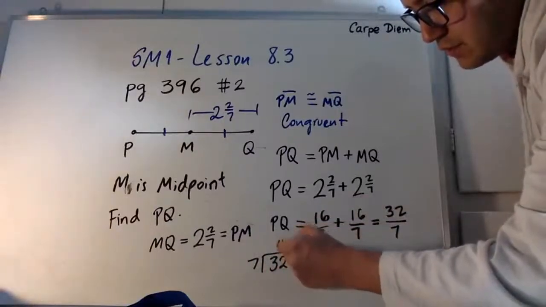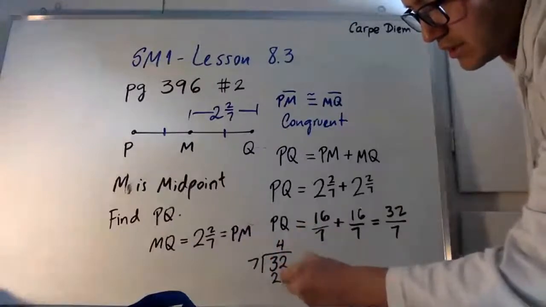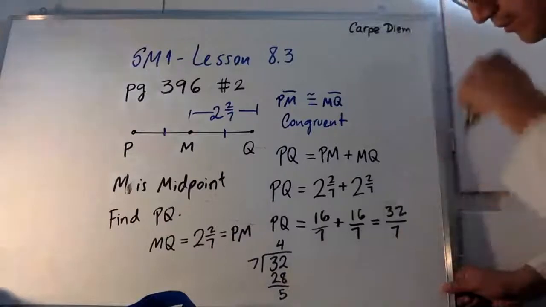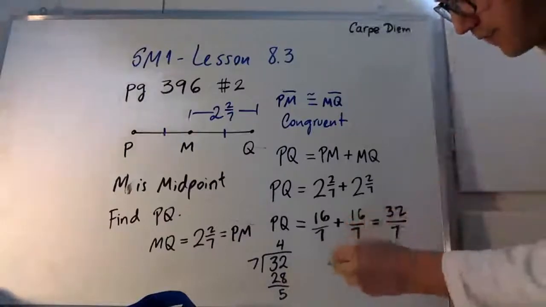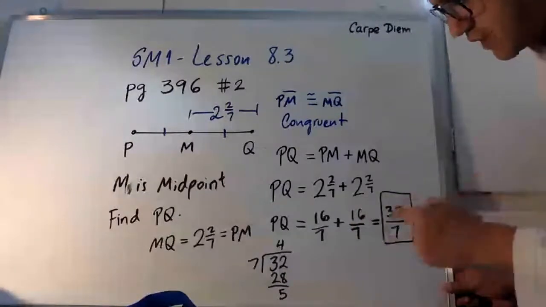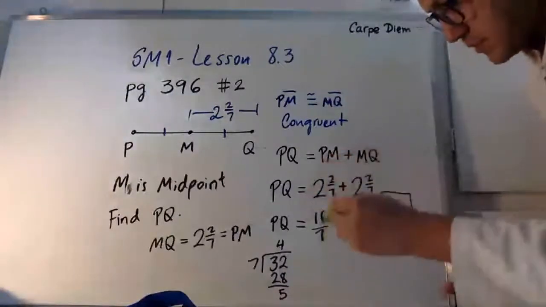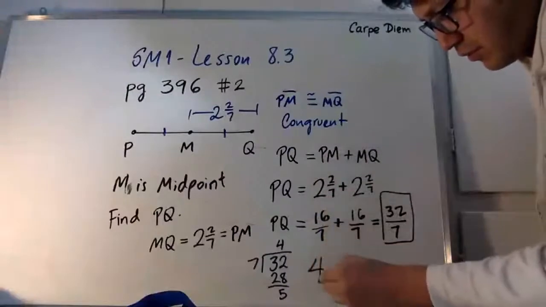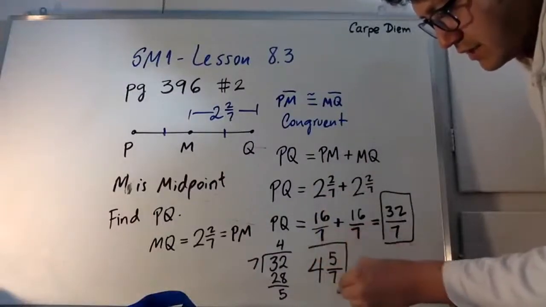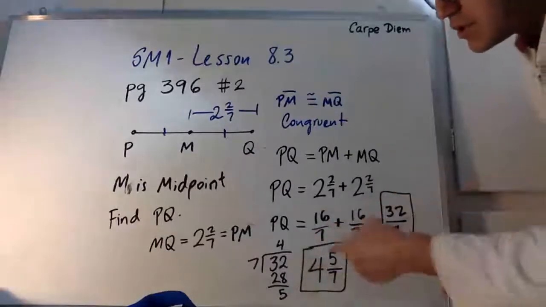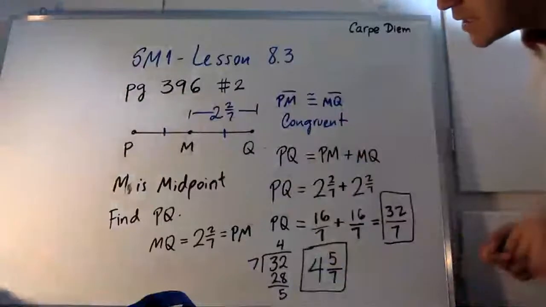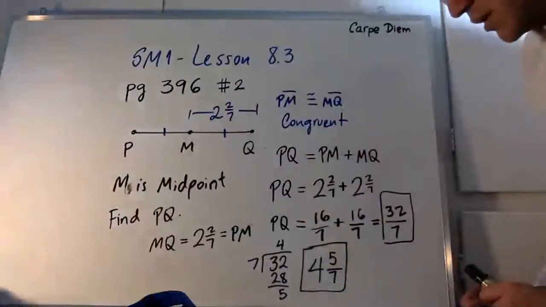So it's 4 times, it's 28 in here, and then this is 5 as the remainder. Okay. So this fraction in mixed form is going to be 4 5/7, and that's the answer. That's the measure of PQ. All right, I guess that's all. Am I right? Did I do it right?